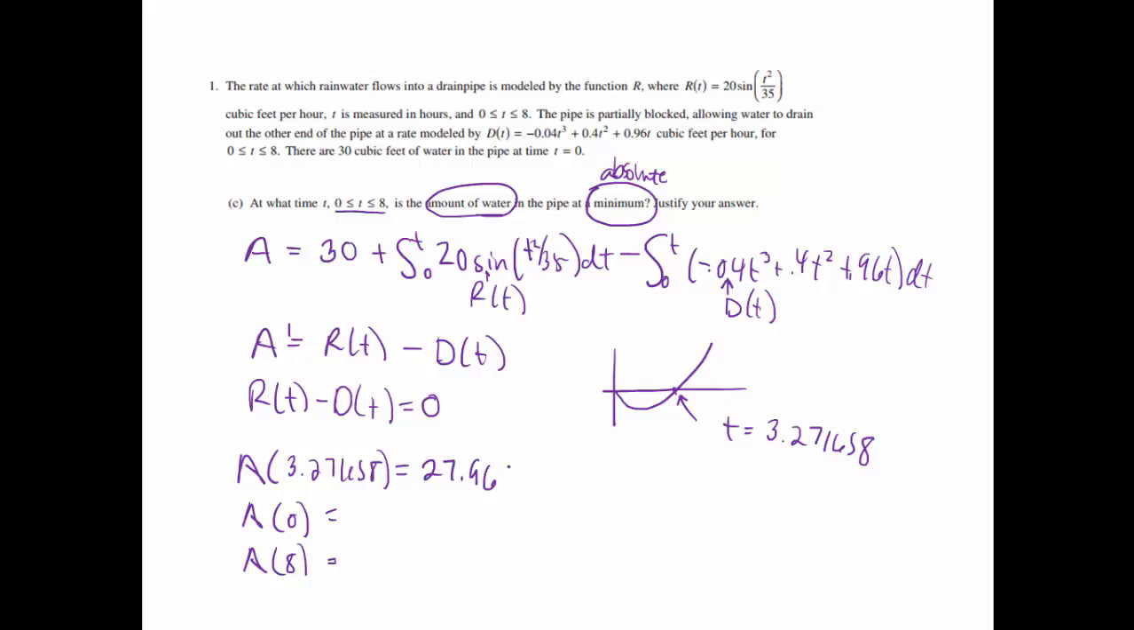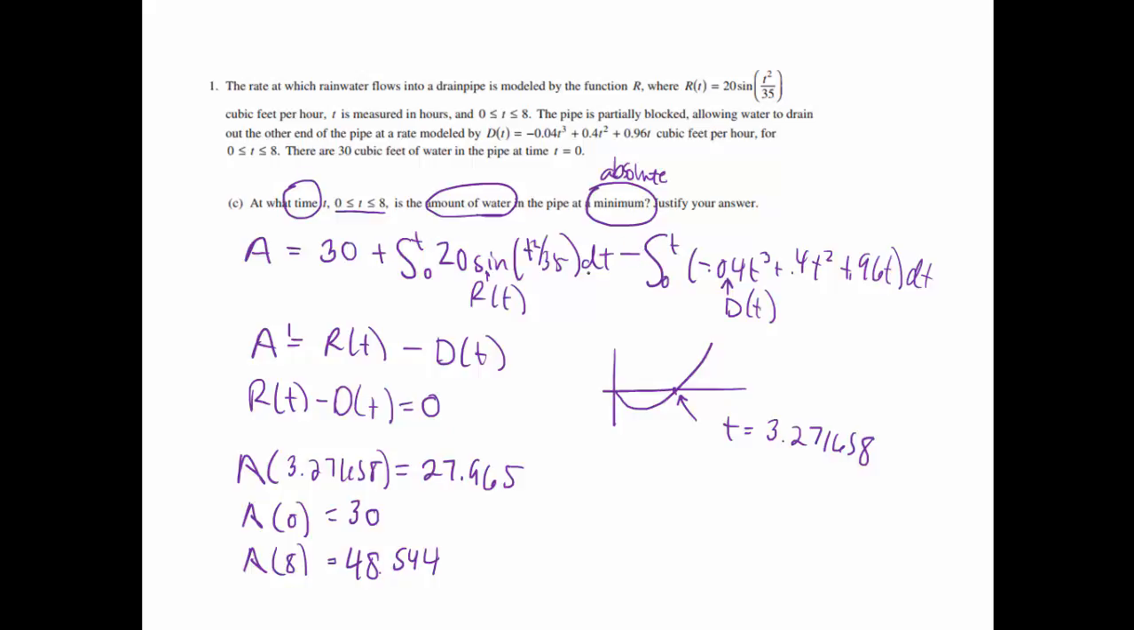If you plug 0 in, well, we just know at time 0 there's 30 cubic feet in there, so we're set with that. And then at 8, if we plug 8 into that formula, we'll get 48.544.